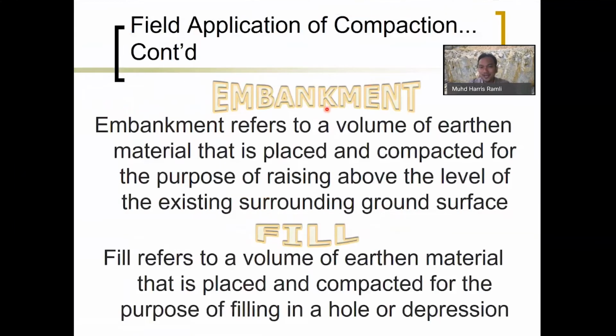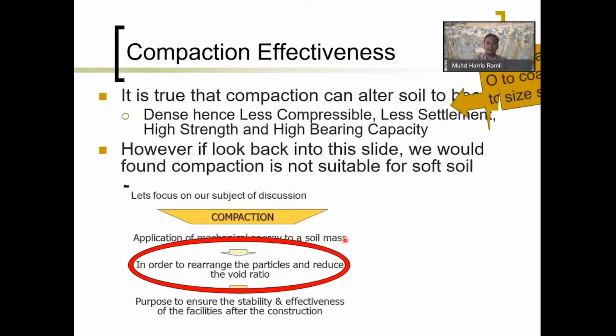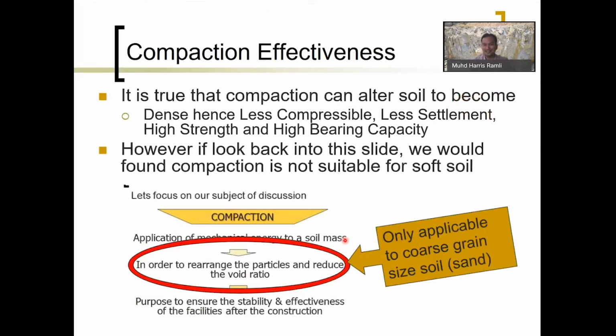Okay, so far can you understand the difference between embankment and fill? Can you understand, right? As you can see, it is true that compaction can alter the soil to become dense. You have dense, less compressible, less settlement, high strength, and high bearing capacity. However, if you look back into the slide, you would notice that in order to rearrange the particles and reduce the void ratio, this is actually only applicable to coarse grain size soil. As I mentioned before, sand.